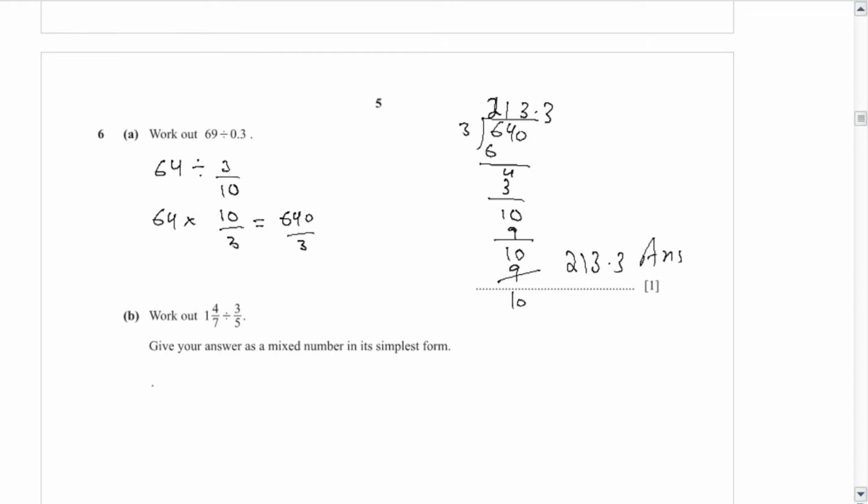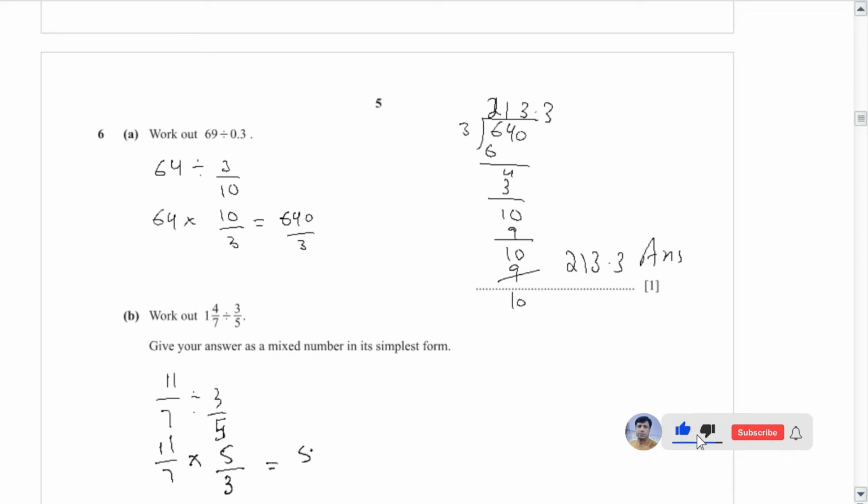Okay, 1 whole 4 upon 7: 7 1 is a 7 plus 4, 11 upon 7, divided by 3 upon 5. So, 11 upon 7 multiplied by 5 upon 3. Put the reciprocal of the 3 upon 5, 5 upon 3. So, we got 11 5 is a 55, divided by 3 7 is 21.